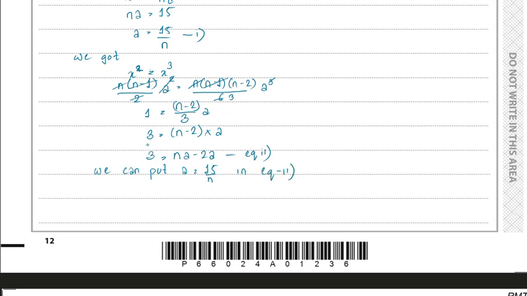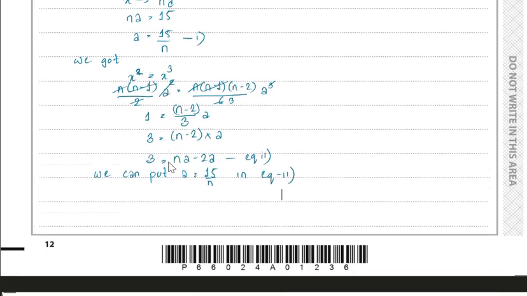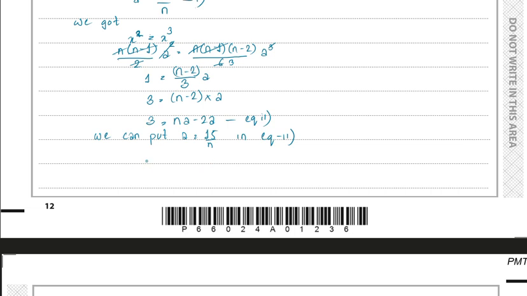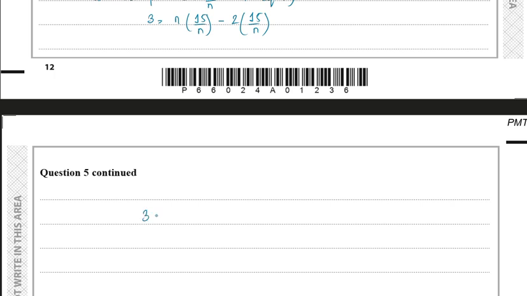Or you could have written this in this form as well. It would be n equals 15 by a. It would be the same thing. So it's your choice actually. So it would be n multiplied by a is 15 by n minus 2, and a is 15 by n. So this would be 3 is equal to 15. The n will get cancelled, and this would be minus 30 by n.